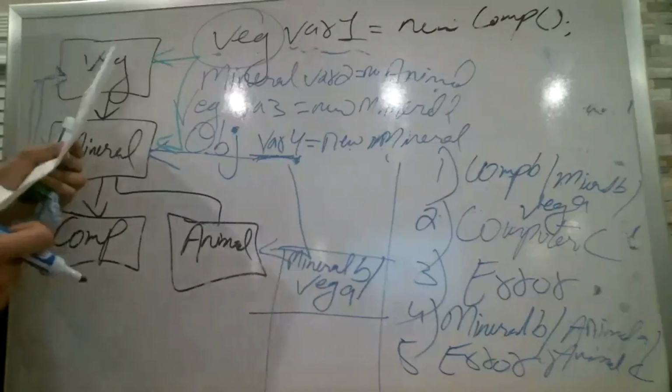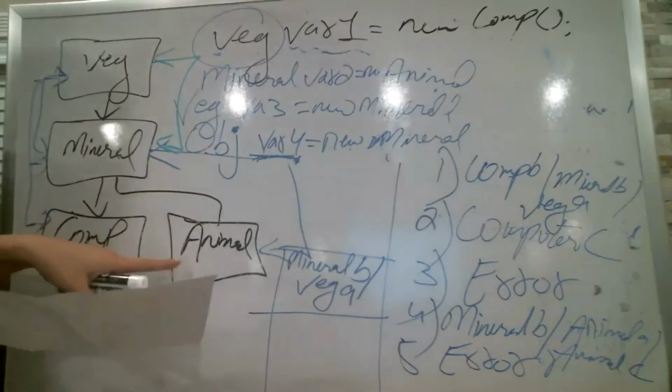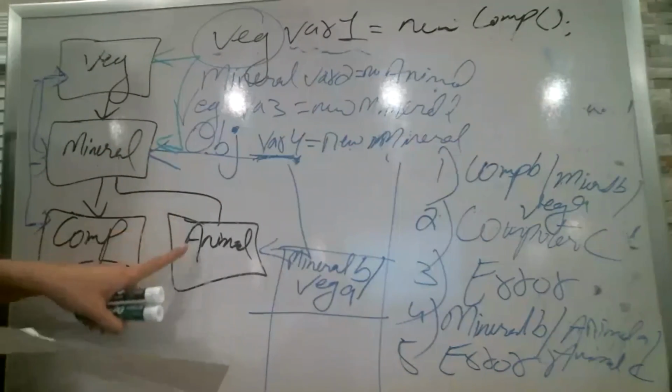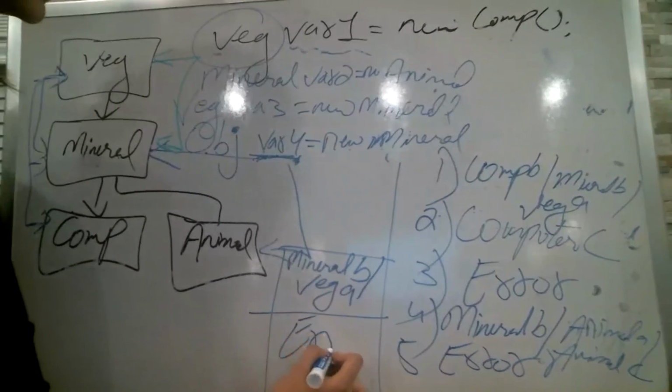And the last one we will have, var4 is typecasted as animal, and that will be an error because var4 scope is still mineral. You are typecasting with animal, that is too far, and the last one is an error.